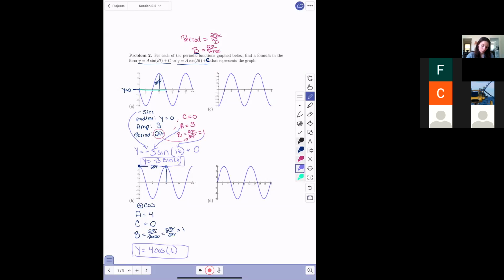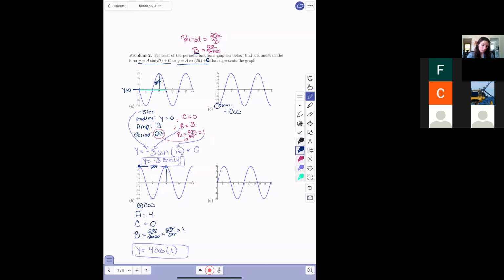Okay, moving on to C. For C, am I going to use sine or cosine, and will it be positive or negative? Would it be negative sine? It will be negative, but it won't be sine. It's going to be cosine because we're starting at a minimum. This is the minimum.